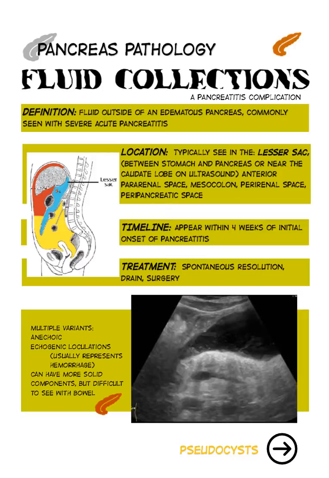But with fluid collections, it's very important that we are looking all the way around the pancreas, especially in between the pancreas tail and the stomach. If we see fluid there, we want to make sure that we check out the rest of the spaces in the body that fluid likes to collect.